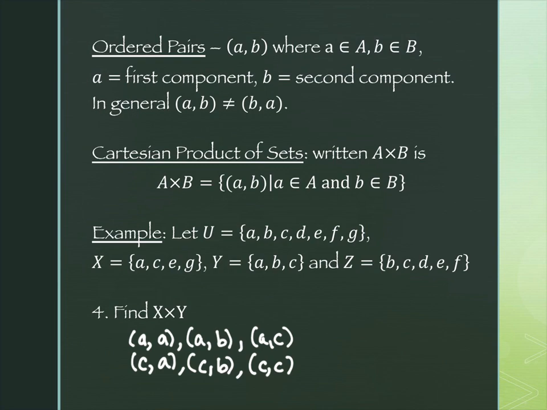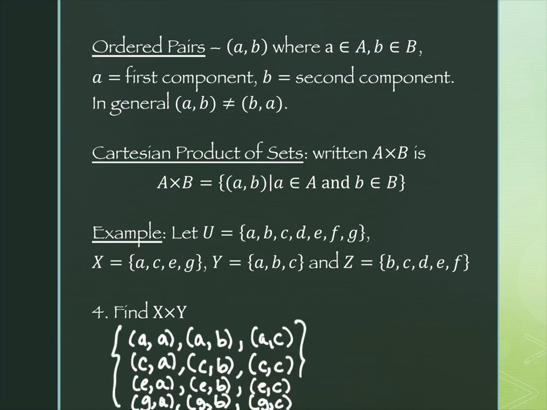Let me do the next one, E. E can be grouped with A, E can be grouped with B, or E with C. And the last one's G. G with A, G with B, G with C. And this is itself a set, so we're going to put it also inside of these big giant curly braces. It's the set of ordered pairs, or the Cartesian product.